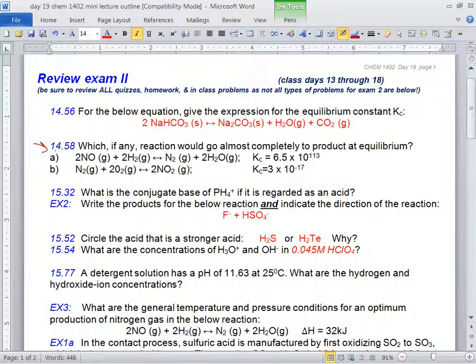How are you supposed to tell? With that Kc. And if you want to go to product, all at product, that means you want Kc to be really what? Big. So the answer would be A, 10 to the 113th. Right? You want Kc to be huge.